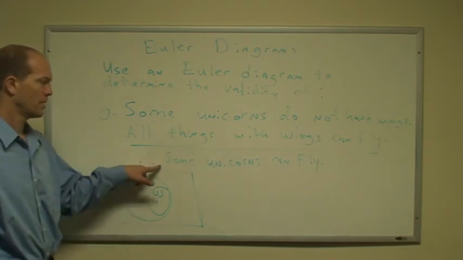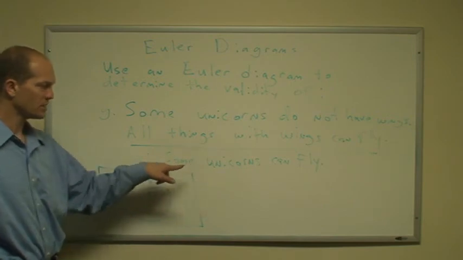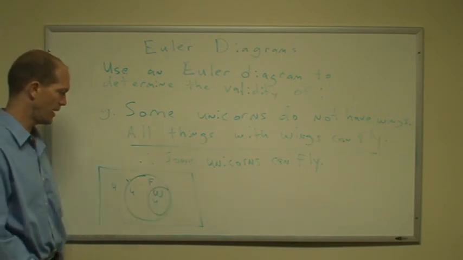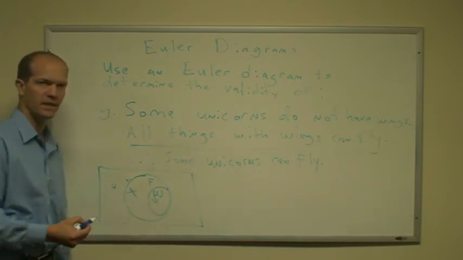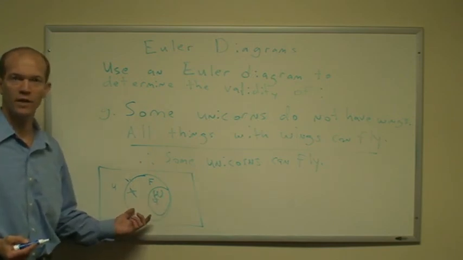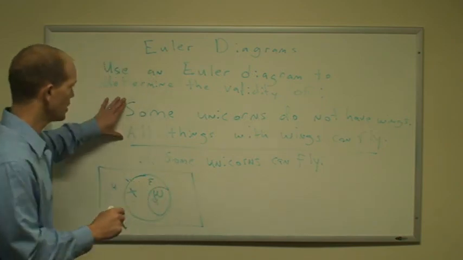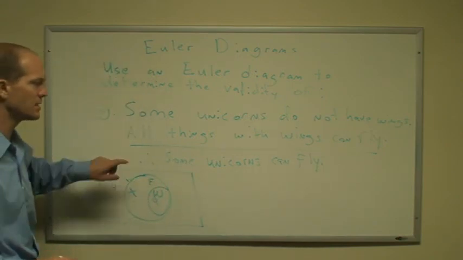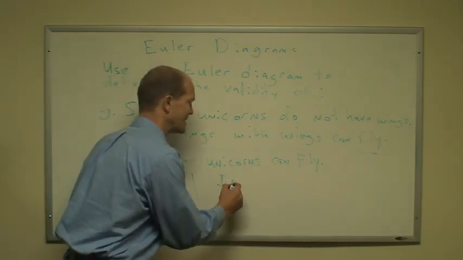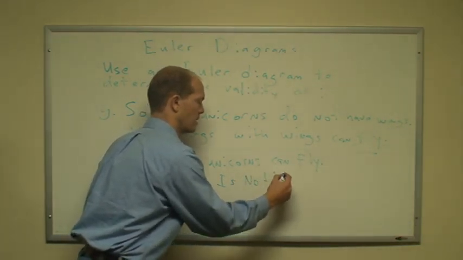But more to the point, the conclusion that's asked to be drawn here is some unicorns can fly. I cannot guarantee that I've got any unicorns within that flight circle. I can't guarantee that. Because this set of premises does not always lead to this conclusion, I would have to say this argument is not valid.